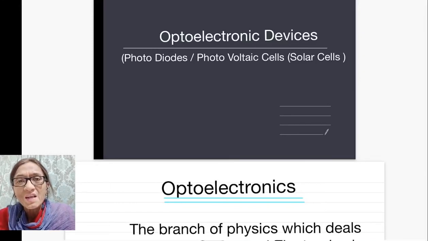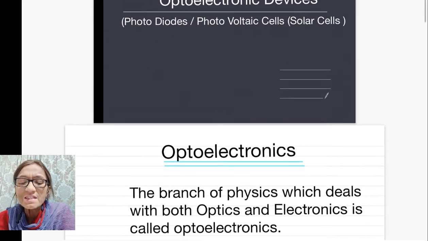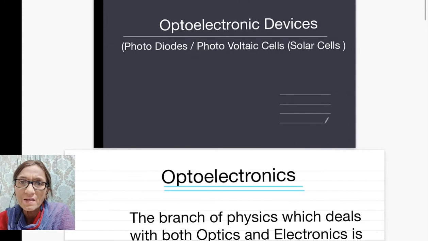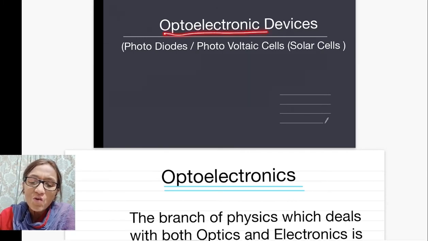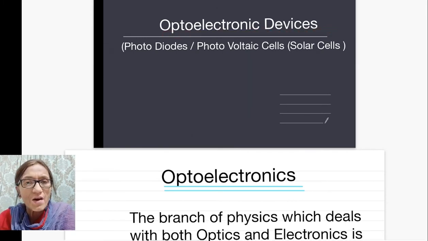Hi, today we will learn optoelectronic devices. There are two such devices, photodiode and photovoltaic cell. This is also called solar cell. So firstly, what are optoelectronic devices?